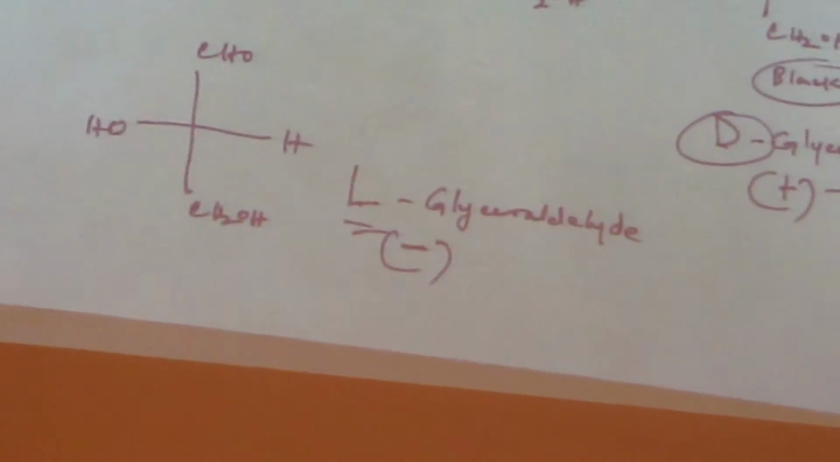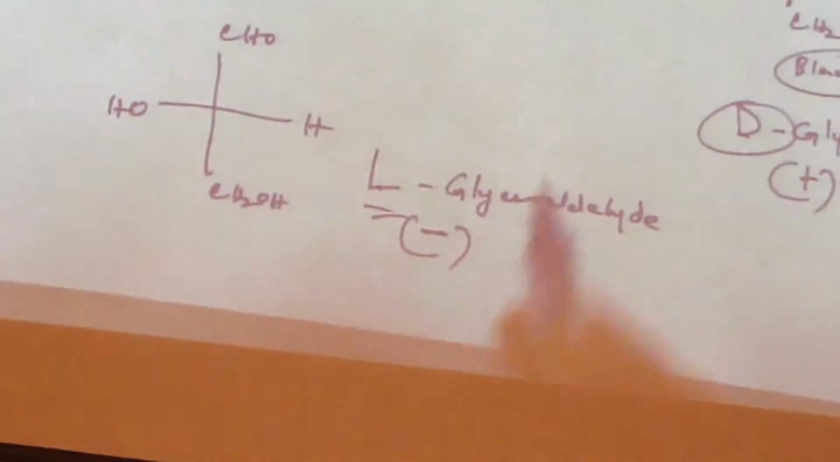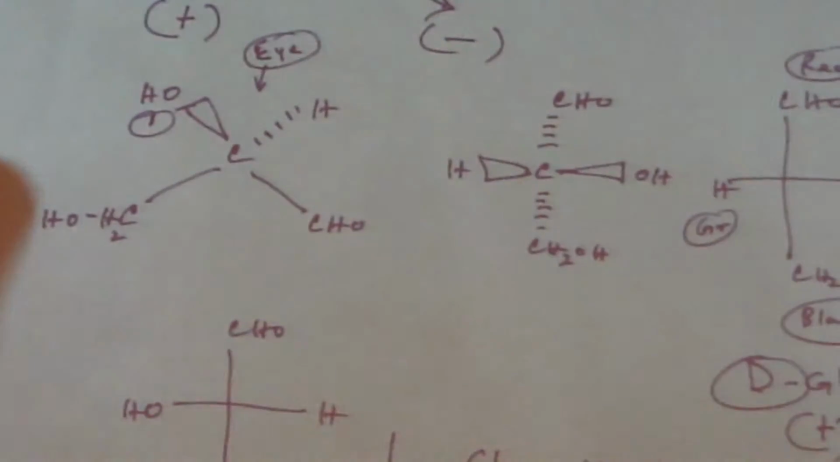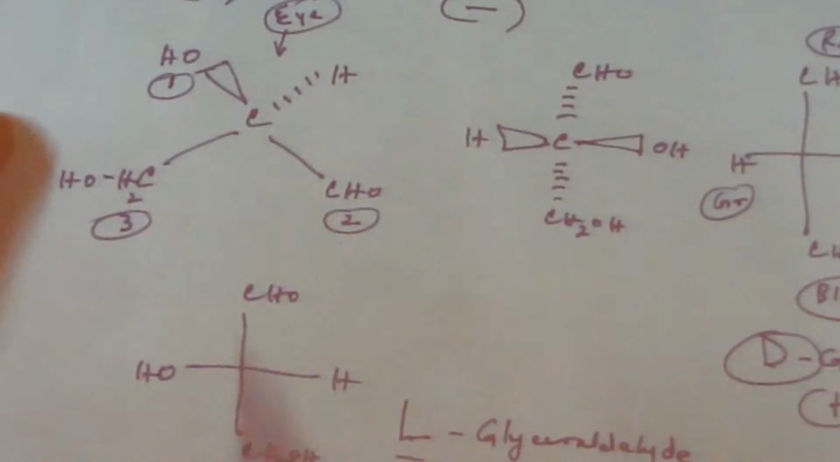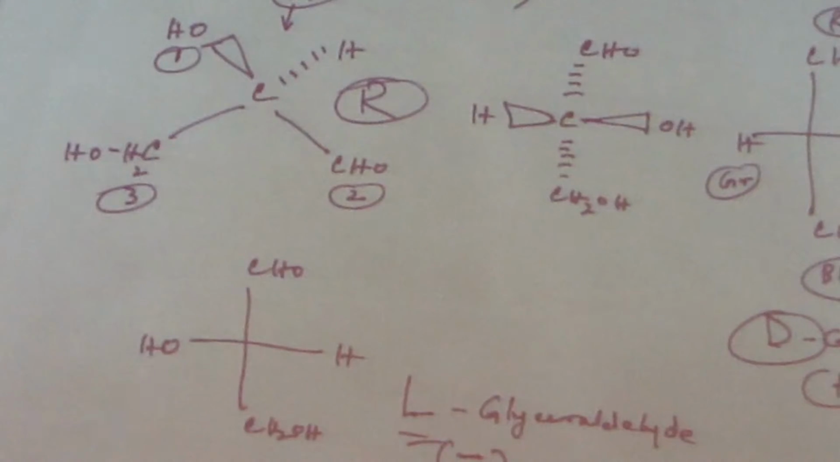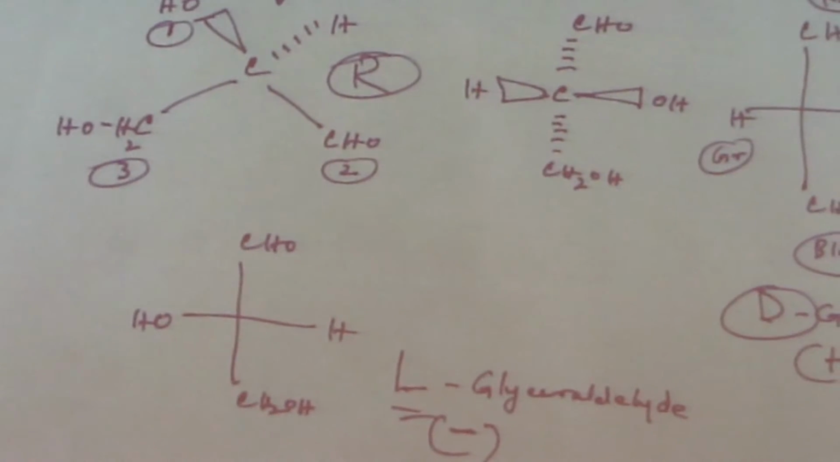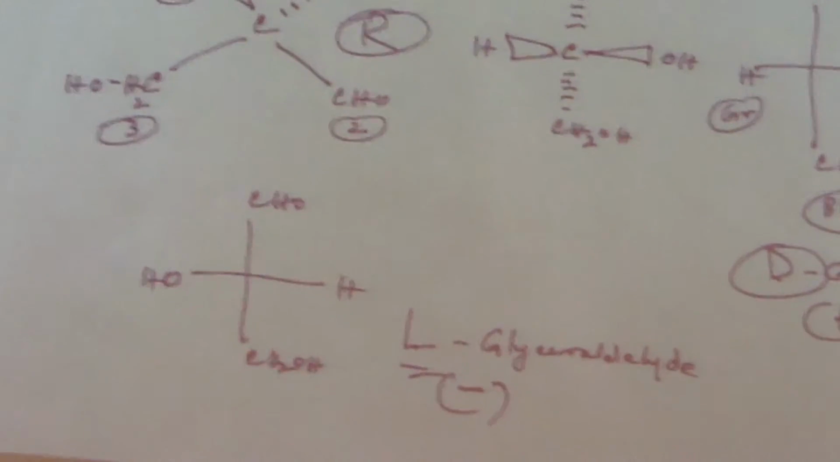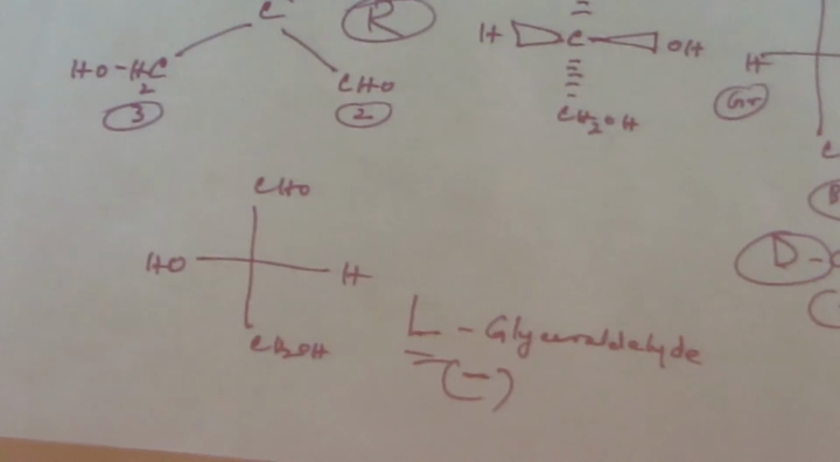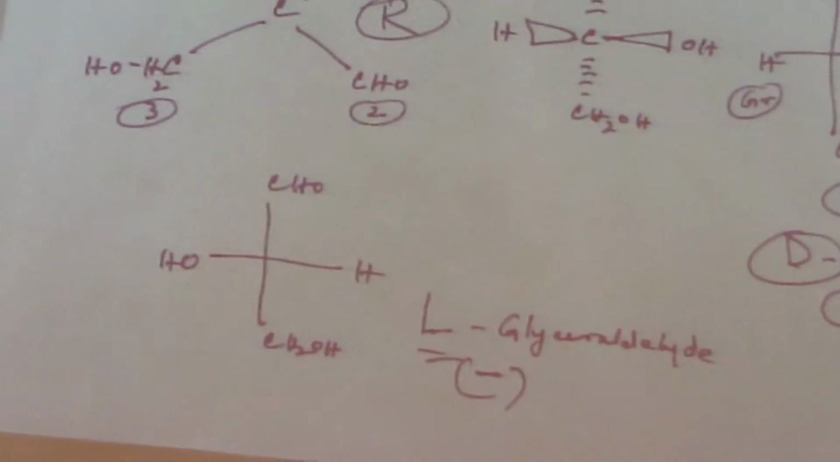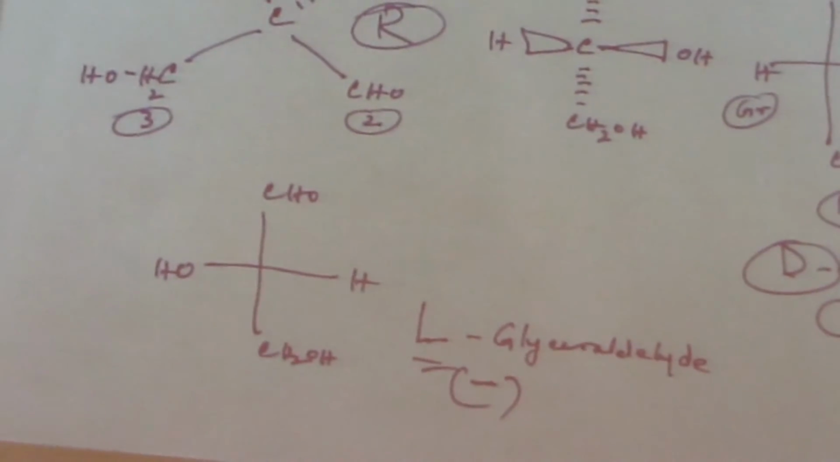The R and S came later. Obviously, we can also name them. If you look at this one, we can figure out that this is the lowest priority. According to the R and S nomenclature, this is number 1, this is number 2, and this is number 3. So H is already in the back, so you can say this is 1, 2, to 3. It's a clockwise direction, so this is R. So the R-glyceraldehyde is also D-glyceraldehyde. D and L is the old nomenclature, and we still use it because natural proteins are made up of amino acids, and they're all essentially L-amino acids.